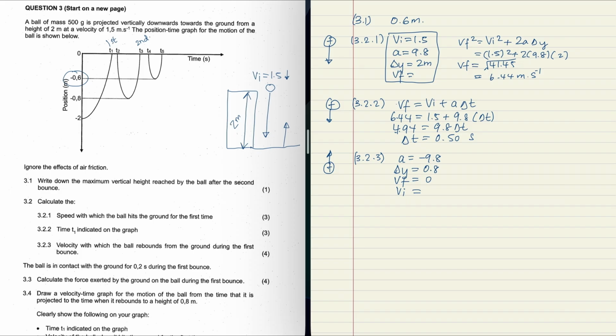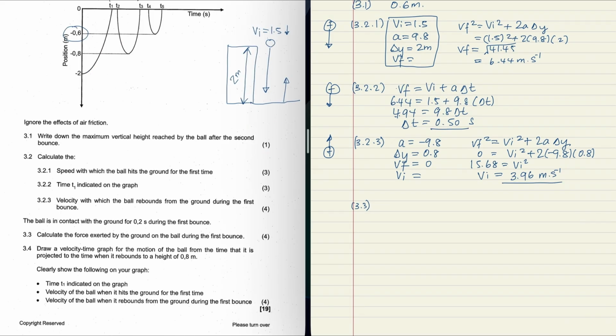So again, I can use the formula VF squared is equal to VI squared plus 2a delta y. So 0 is equal to VI squared plus 2 times minus 9.8 times 0.8. We can then simplify and take it across. We'll get 15.68 is equal to VI squared. VI is equal to the square root of 15.68, which is 3.96 meters per second. And it's upward.